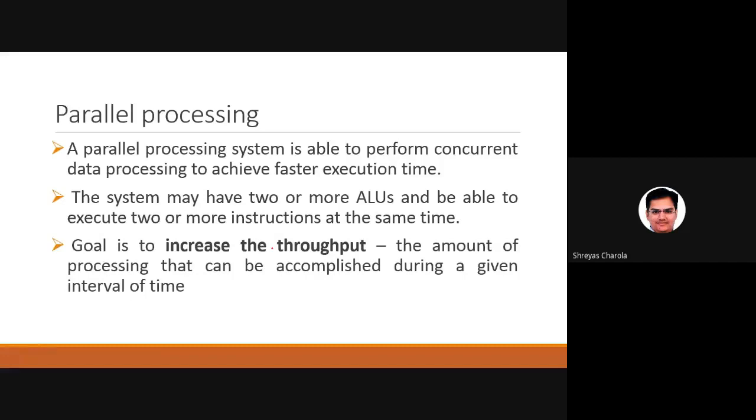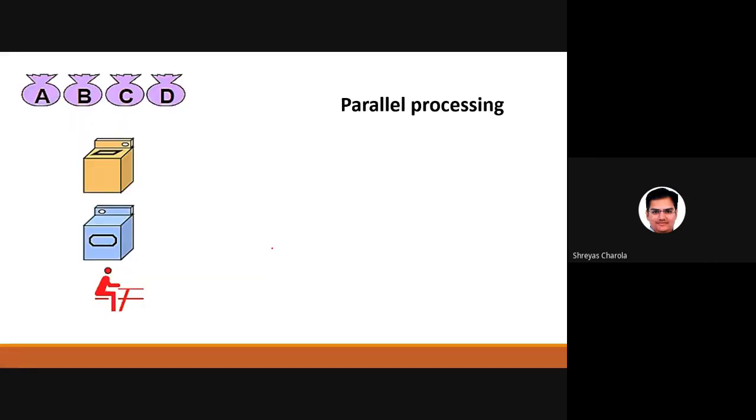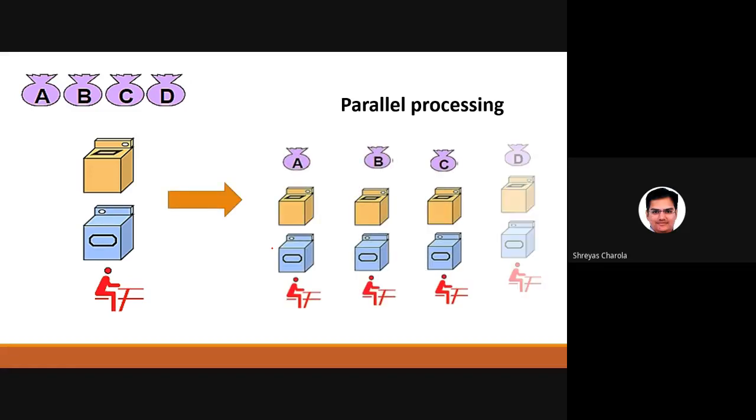For example, suppose you have a bunch of clothes, A, B, C and D. There is one washing machine, one dryer, and one person doing the ironing. Now if you use parallel processing, you have 4 washing machines, 4 dryers, and 4 people to do the ironing. That means the throughput of the system at the same time is higher. But what is the disadvantage of this?